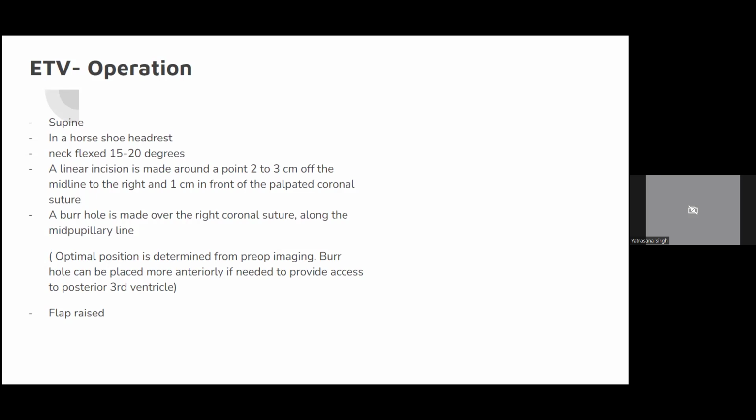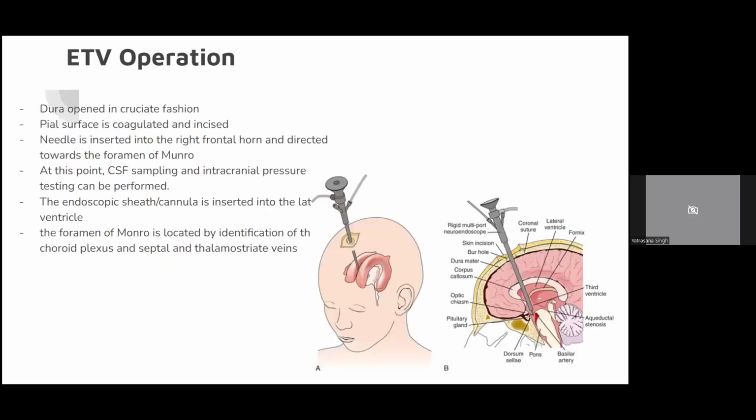Optimal position is determined from the pre-op imaging, but the borehole can be placed more anteriorly if needed to provide better access to the posterior third ventricle. A flap is raised, the dura is opened in a cruciate fashion, the pial surface is coagulated and incised, and the needle is inserted into the right frontal horn and directed towards the foramen of Monro. At this point, some fluid can be taken for sampling, and intracranial pressure testing can also be performed.